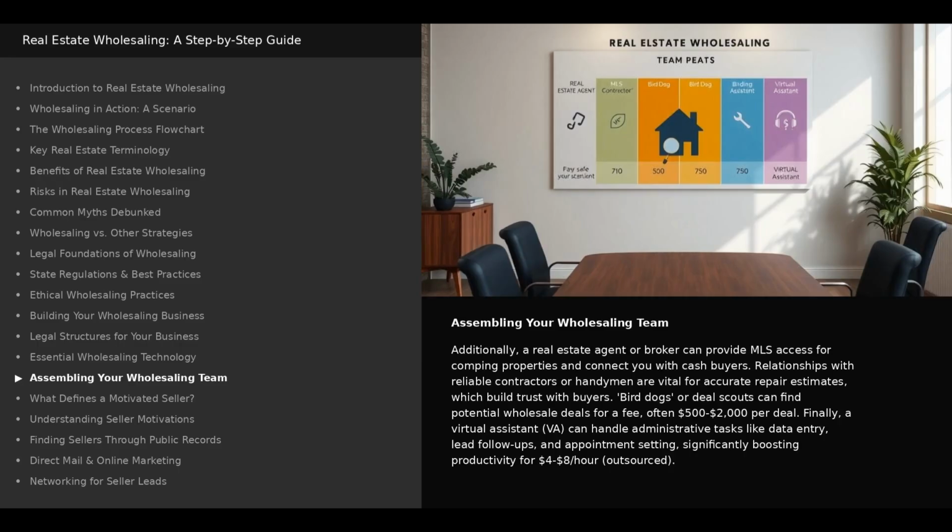Additionally, a real estate agent or broker can provide MLS access for comping properties and connect you with cash buyers. Relationships with reliable contractors or handymen are vital for accurate repair estimates, which build trust with buyers. Bird dogs or deal scouts can find potential wholesale deals for a fee, often $500 to $2,000 per deal. Finally, a virtual assistant, VA, can handle administrative tasks like data entry, lead follow-ups, and appointment setting, significantly boosting productivity for $4 to $8 per hour, outsourced.